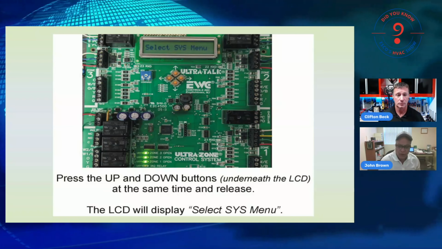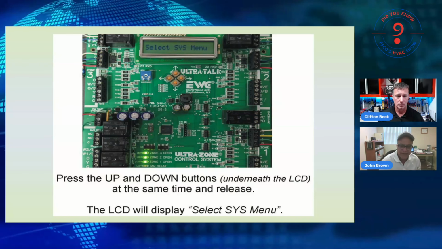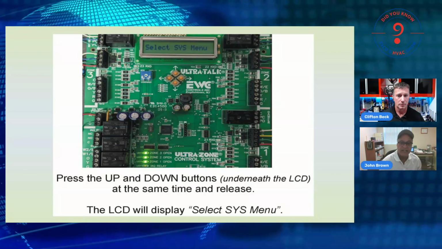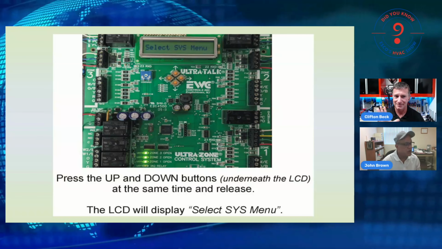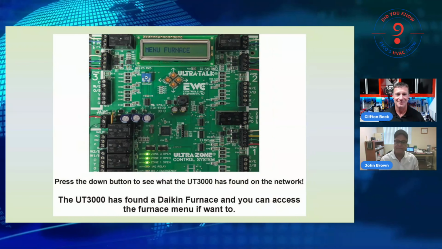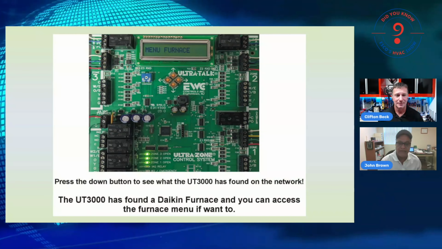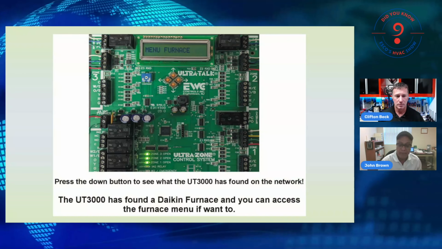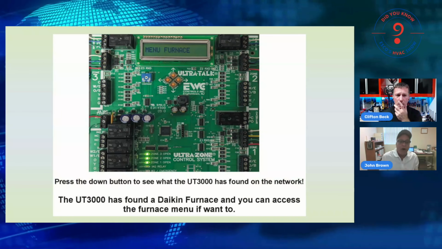Using the zone control, you're simply going to press the up and down buttons right underneath the screen at the same time and release. And the screen will display select the system menu. No thermostats connected. And lo and behold, you hit the down button and the first piece of equipment has been found. It verifies I have a menu for a furnace. And we can access it if we want to.